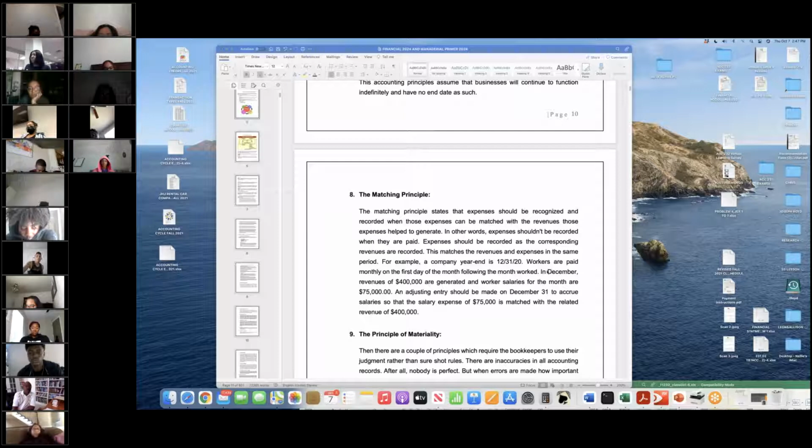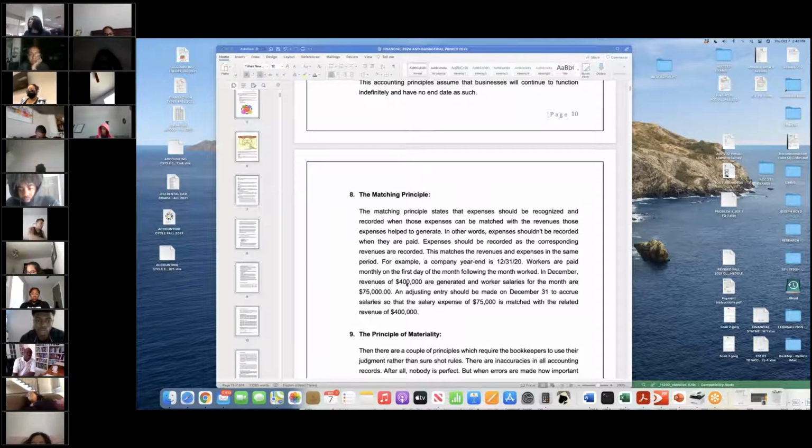There's a company that pays its workers on the first day of the month following the month in which they work. So in December, revenues of $400,000 were earned by this company, and they have a December 31st year-end. The workers work, and so the company incurs $75,000, but they're not paying those workers until 2021. What the matching principle states is that we have to record these expenses, even though not paid in 2020, so they match up with the revenue of 2020.